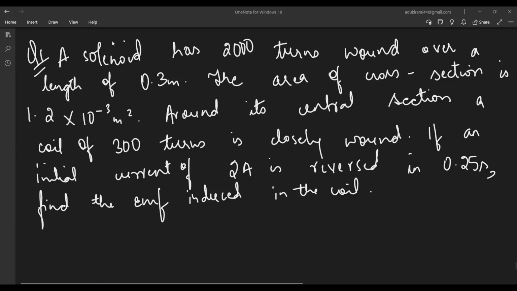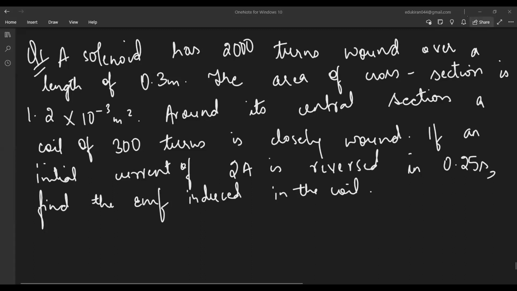See, this question says that a solenoid has 2000 turns wound over a length of 0.3 meters. Area of cross section is 1.2 into 10 to the power minus 3 meters square. Around its central section, a coil of 300 turns is closely wound. If an initial current of 2 amperes is reversed in 0.25 seconds, find the EMF induced in the coil.